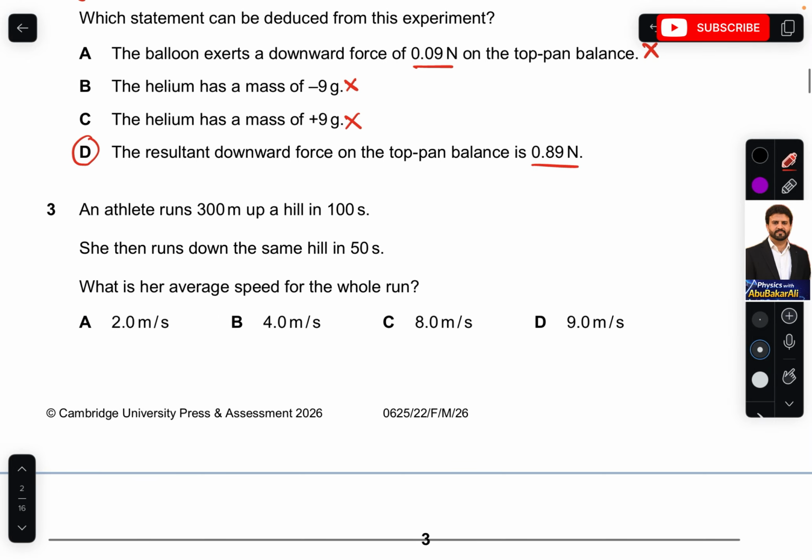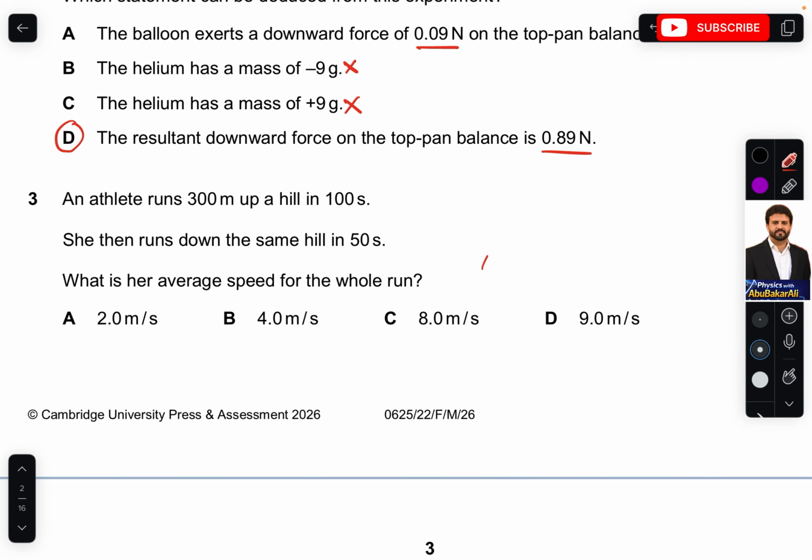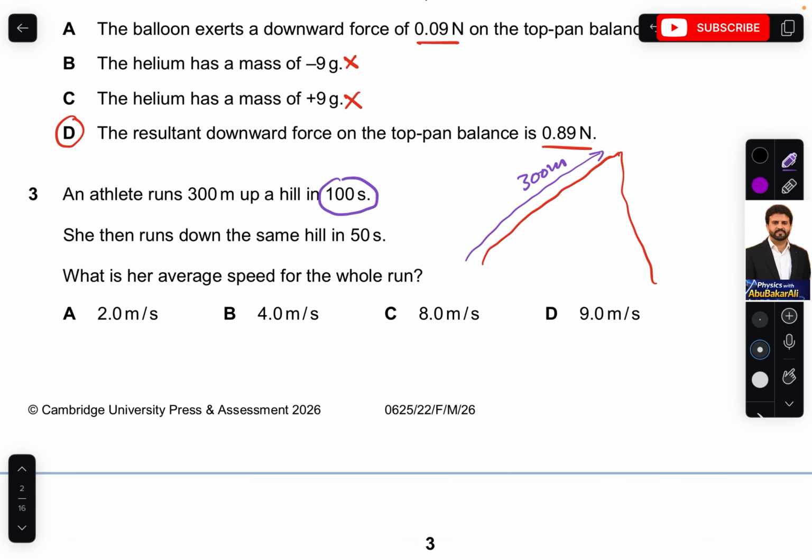Moving forward, question 3. An athlete runs 300 meters up the hill. Let's suppose this is the hill. The athlete is moving up the hill 300 meters in 100 seconds. And she then runs down the same hill in 50 seconds. Now she is coming back down the same hill, and it will again be 300 meters.